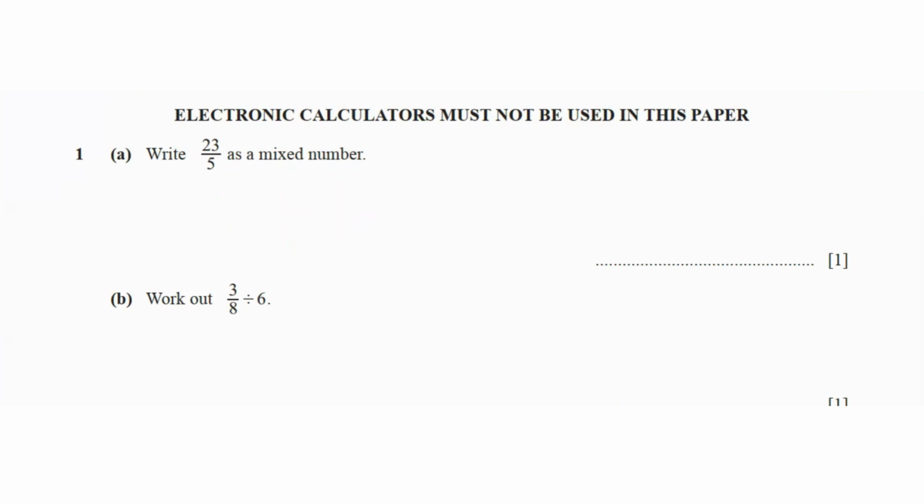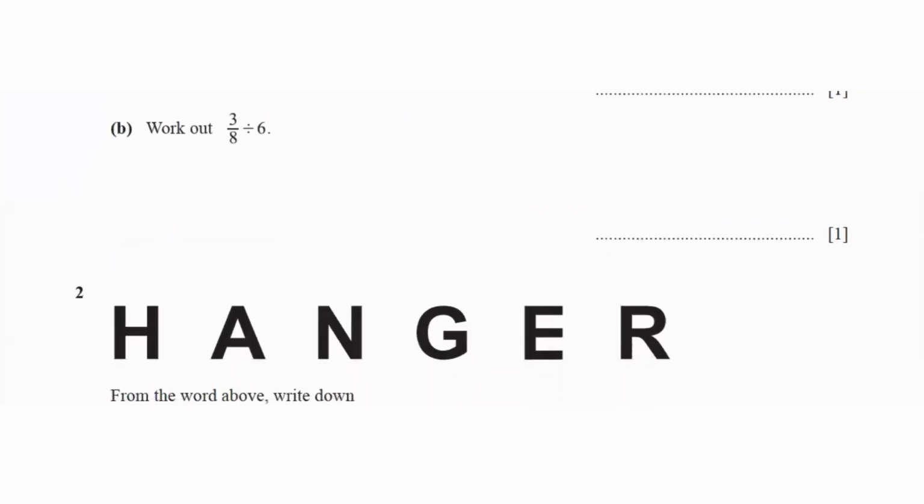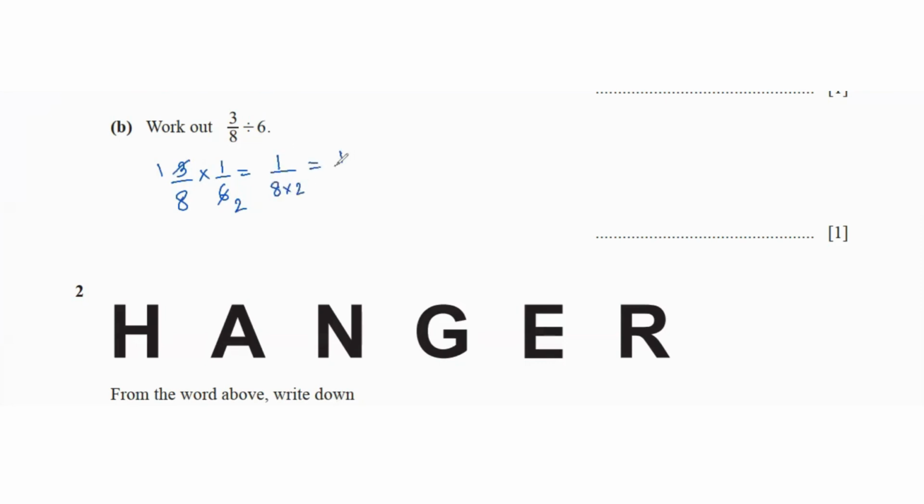In the next question, it says work out 3 over 8 divided by 6. So what we do is we take the reciprocal of 6 and make the division sign a multiplication sign. So it becomes 3 over 8 times 1 over 6. Reciprocal means that you're flipping the fraction. So 3 ones are 3, 3 twos are 6, 1 over 8 times 2, which is 1 over 16.